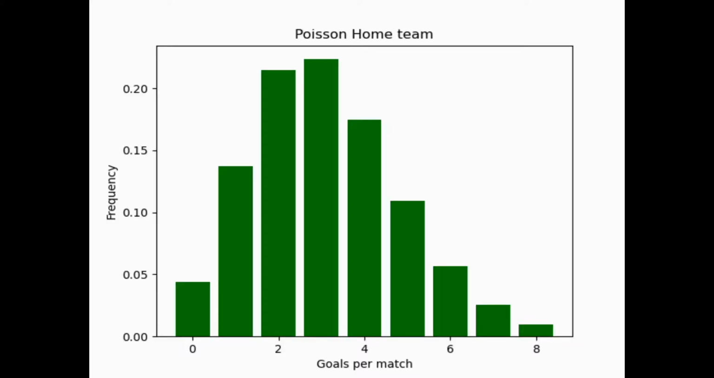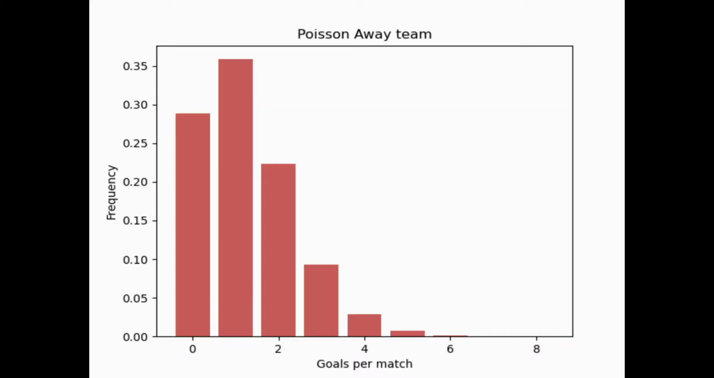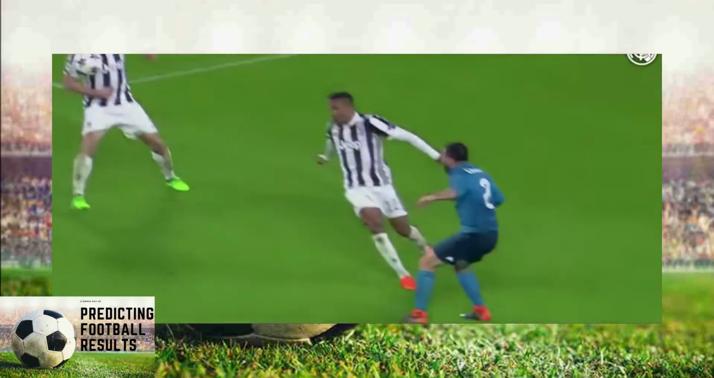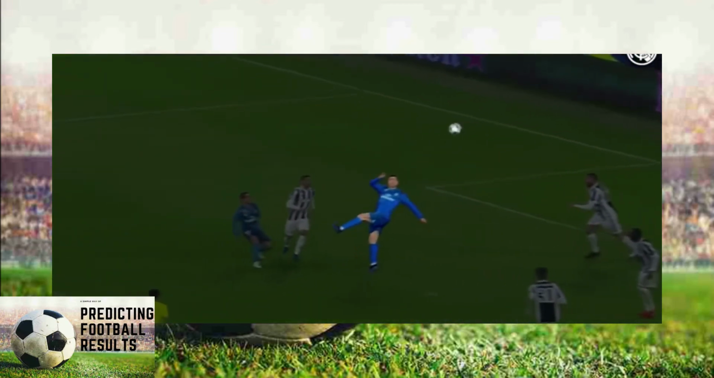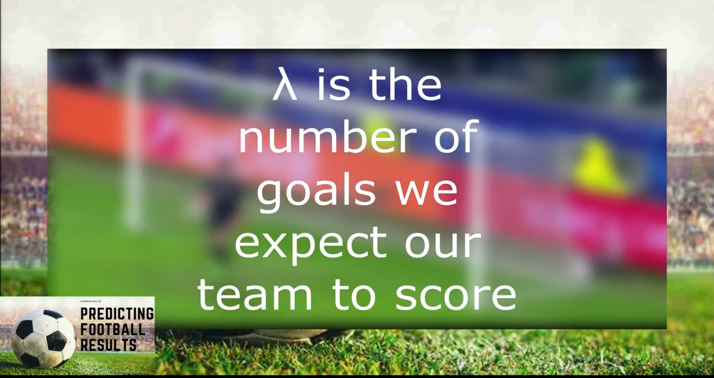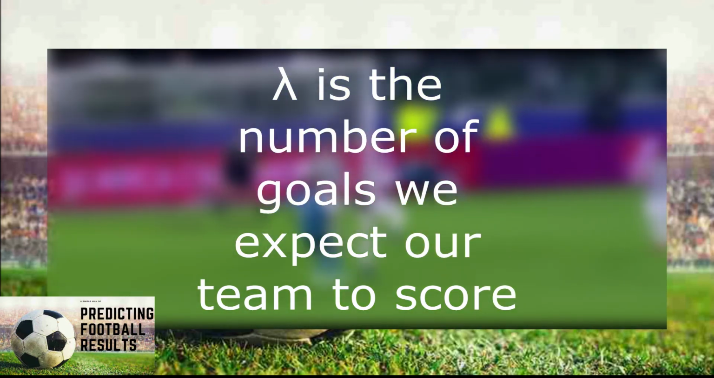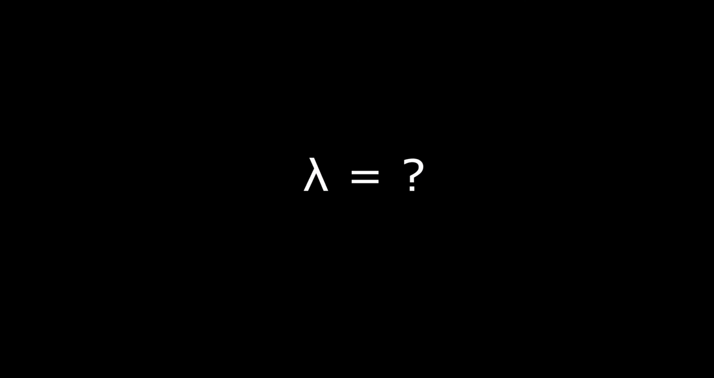Alright, quick summary. What we're saying is that 2 teams go into the match, each with their own Poisson distribution of goals that they could potentially score. And each distribution has a parameter that is associated with it. And remember, this parameter is the mean of the distribution, so it's the number of goals we'd expect the team to score. Our next step then is to estimate the parameter.